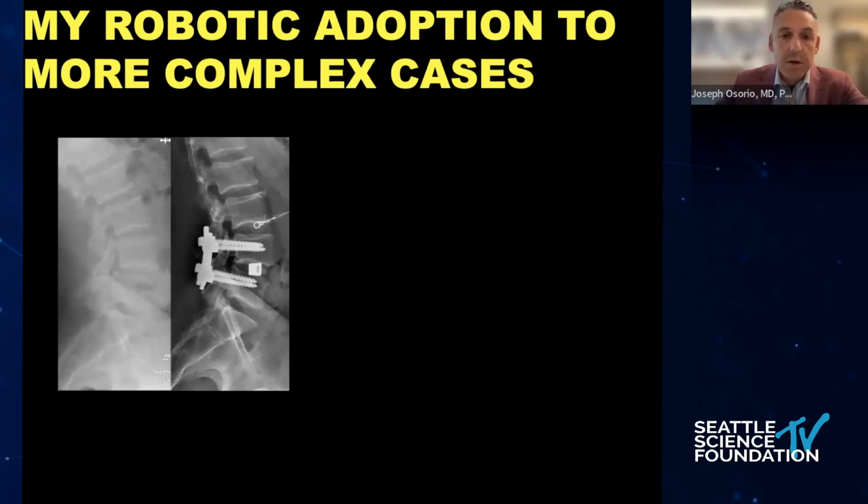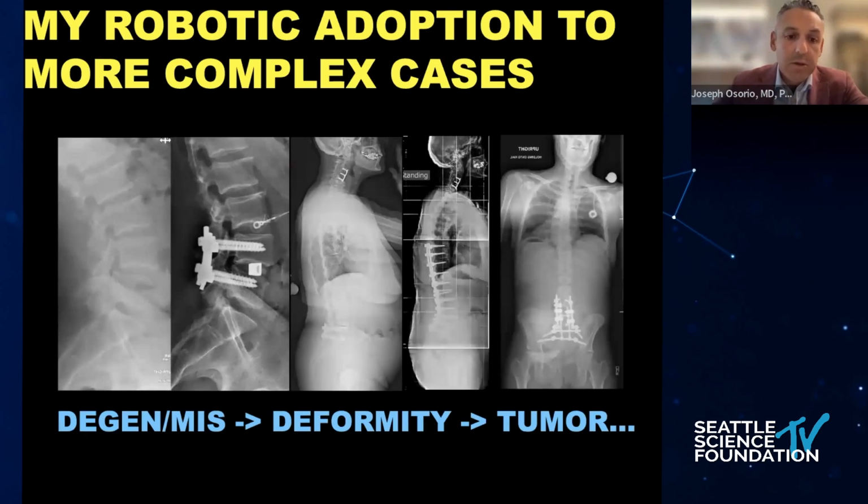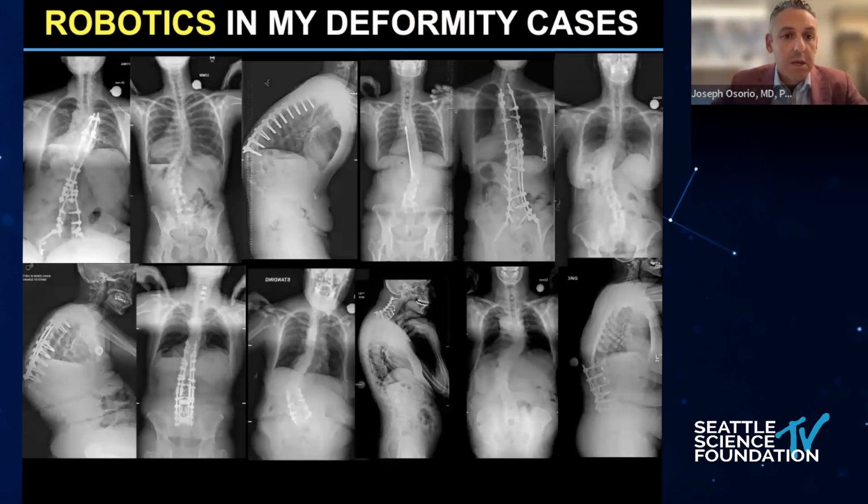So I just want to quickly share my adoption of robotics for complex cases. It did not start with tumor surgery. It did not start with deformity cases. I started with small cases. And you have to remember that as you work in complex cases, even if that's your primary practice, it is helpful to incorporate robotics first within a team environment so that you understand all the pitfalls and everybody understands exactly what they need to be doing so that you can be most efficient in complex cases.